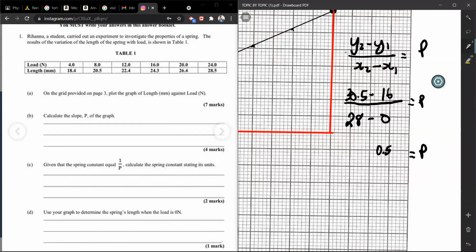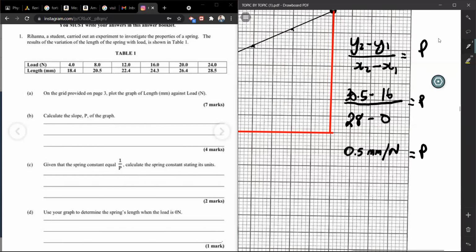What are my units? Newton millimeter. Millimeters per Newton. Remember that I'm plotting length on my y-axis and load on my x-axis. So it's millimeter per Newton.